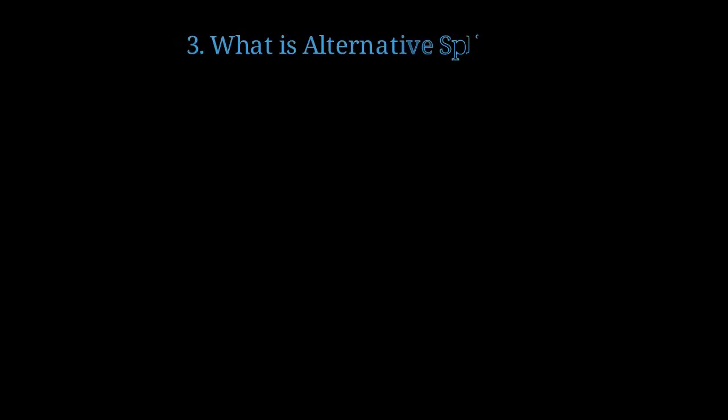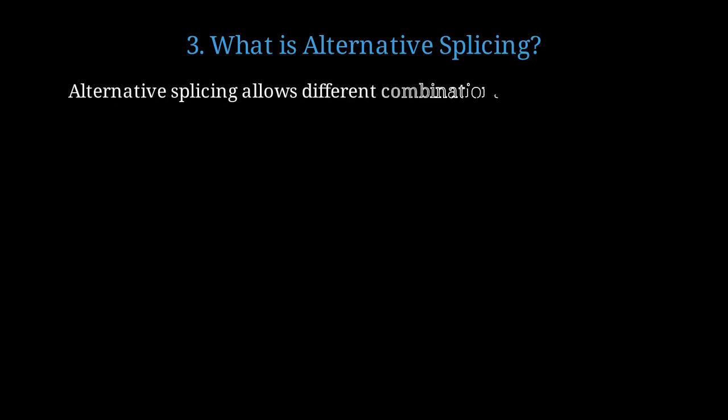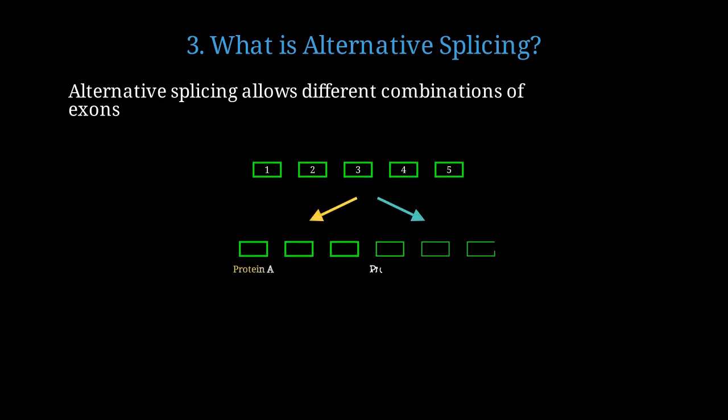Now let's explore alternative splicing and how it creates diversity. Alternative splicing allows different combinations of exons to be included or excluded from the final RNA. The same gene with 5 exons can be spliced in different ways to create protein A using exons 1, 2, and 3, or protein B using exons 3, 4, and 5.